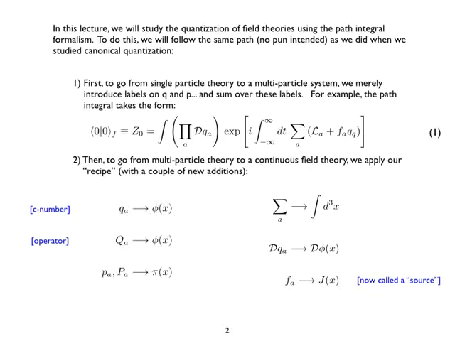All right. So everything we've done has been for either single particle quantum mechanics or classical field theory. And now what we want to do is work on quantum field theories. And to do that, we're going to use the path integral formalism. That's why we spent the past couple of days building up to this point. But the good news is we're going to do the same things that we did when we studied canonical quantization.